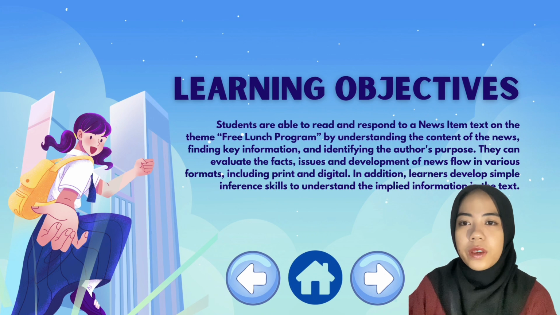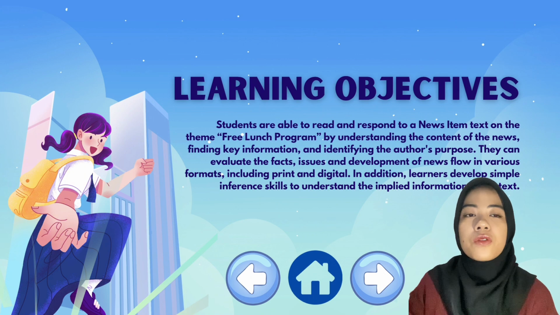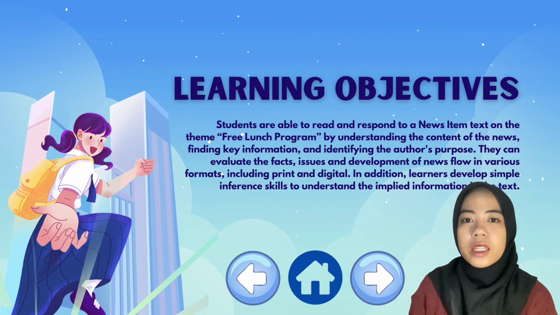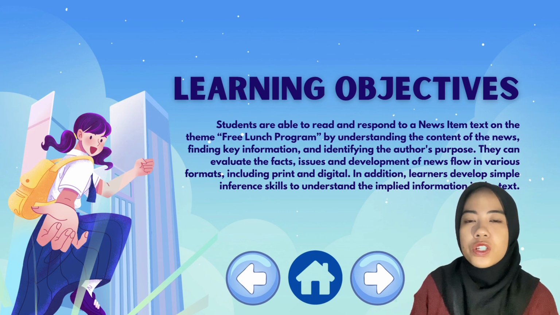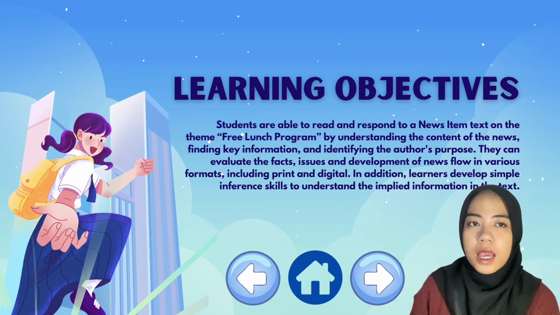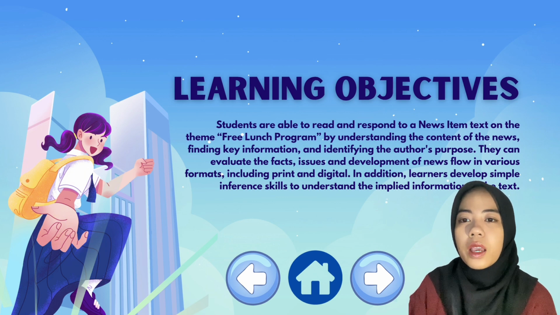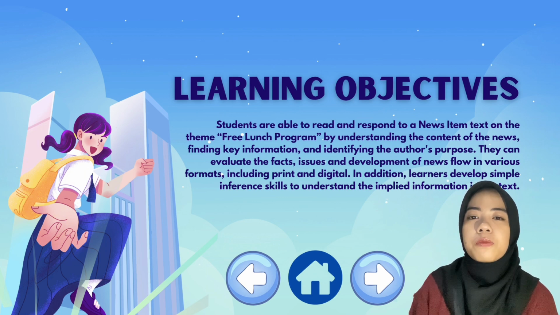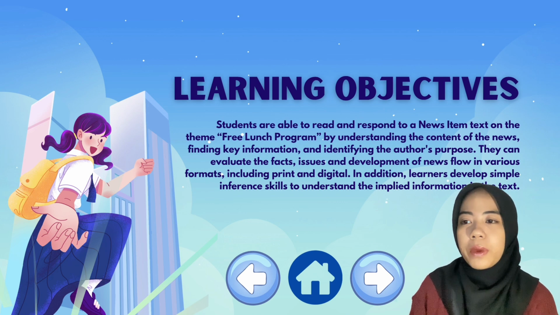The learning objective is students are able to read and respond to a news item text on the theme freelance program by understanding the content of the news, finding key information, and identifying the author's purpose. They can evaluate the facts, issues, and development of news flow in various formats, including print and digital. In addition, learners develop simple inference skills to understand the implied information in the text. So, let's move to the material.